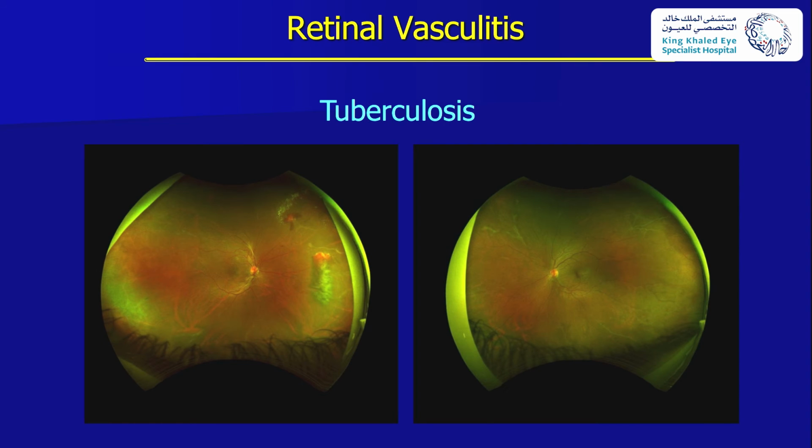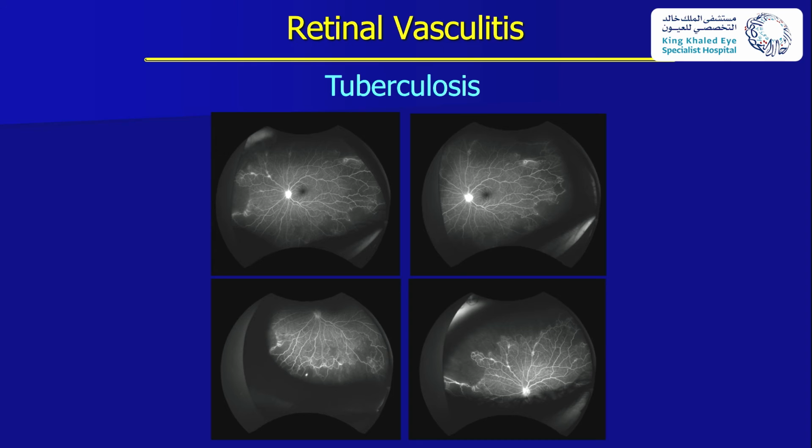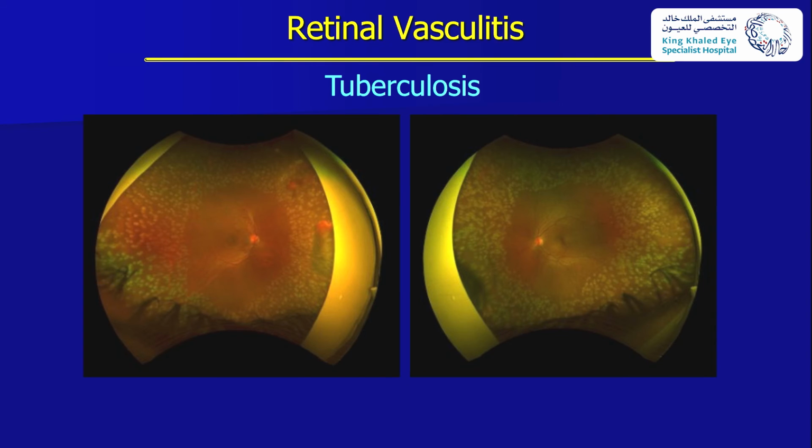And this is a patient we discussed in the grand round. The patient had vascular sheathing. In the right eye, peripheral neovascularization, and then severely ischemic retina in the periphery, and leakage from the new vessels. So this patient needed laser photocoagulation in addition to medical treatment with steroid and full anti-TB treatment. And this is the patient after laser photocoagulation.